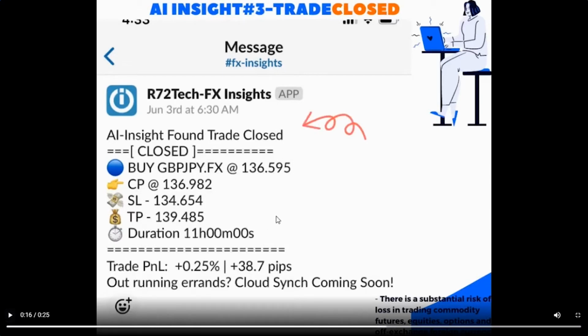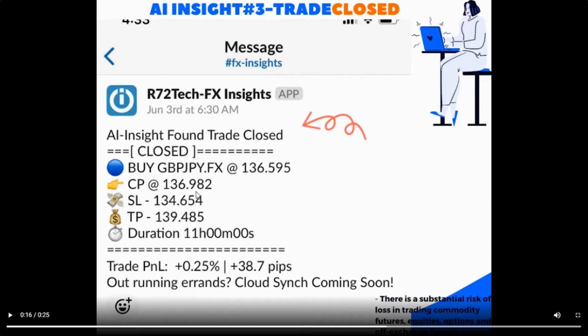Okay, so this is the third AI insight, and you've guessed it right. It is for AI insight trade closed. Once again, it says AI insight found, trade closed. It says it in big letters here, trade closed. And now we have something new, CP. Okay, so this is the close price. It's telling you at what price it was closed out at right here.